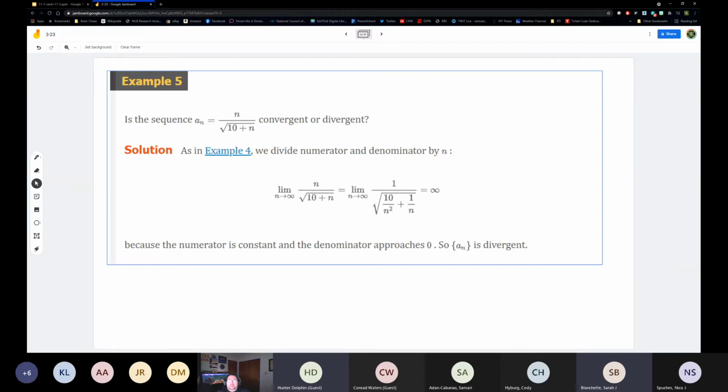Because it's under the square root. Yeah, so if there's an n on the outside, to put it under the square root, I have to square it. So that's where the 10 over n squared comes from and the 1 over n.